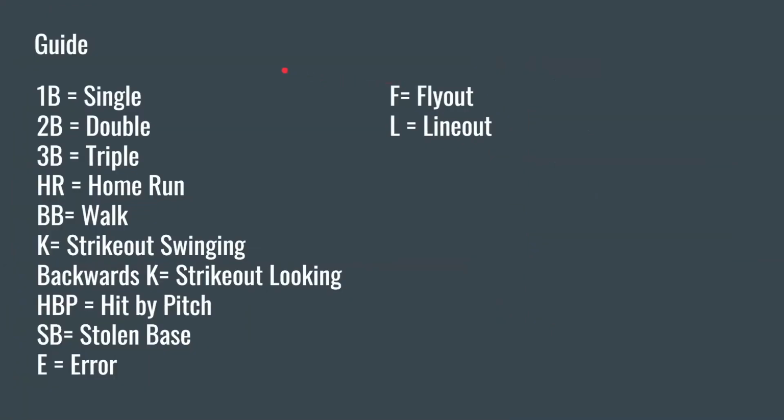So now this slide is a guide to different terms used on the scorecard to show what happens at each at bat. So 1B is a single, 2B is a double, 3B is a triple, HR is a home run, BB is a walk, K is a strikeout swinging, a backwards K is a strikeout looking, HBP is hit by pitch, SB is stolen base, E is error, F is flyout, and L is lineout. So I'll explain these terms in greater detail later as well.